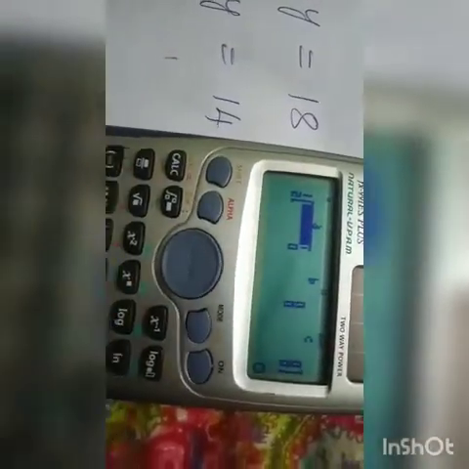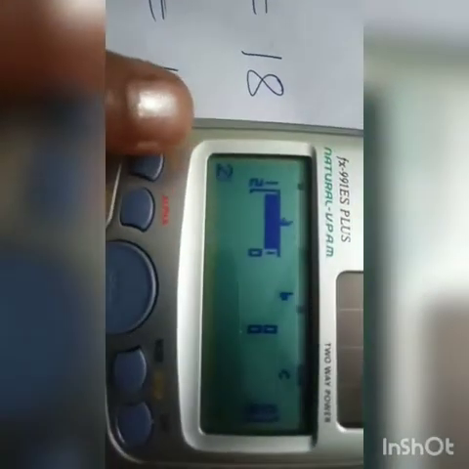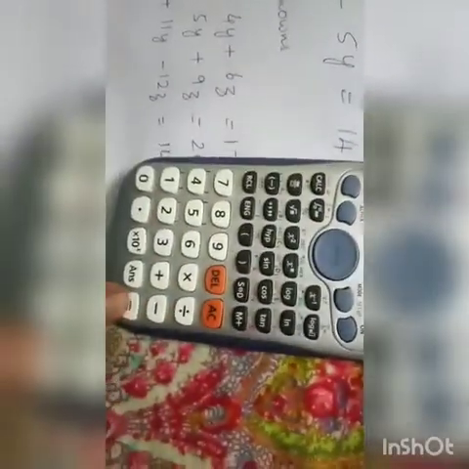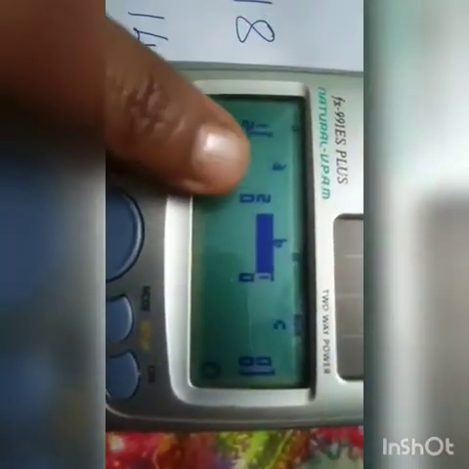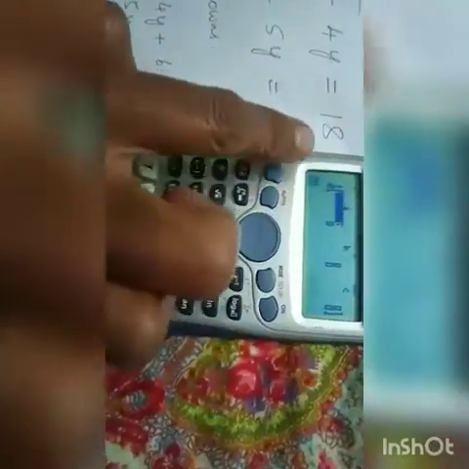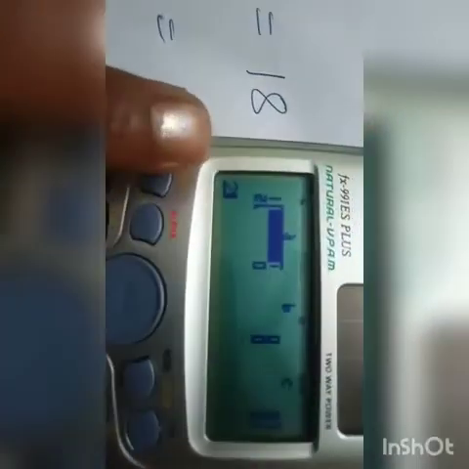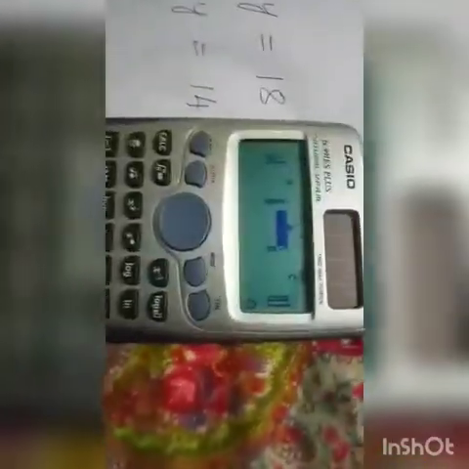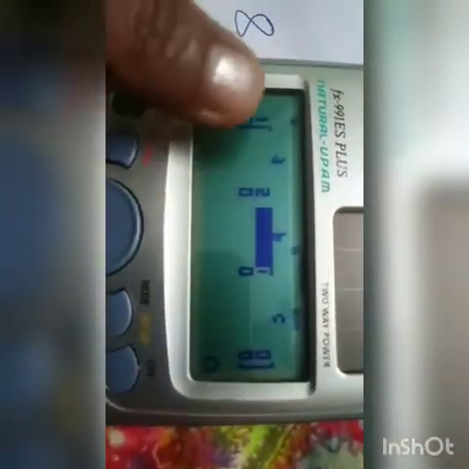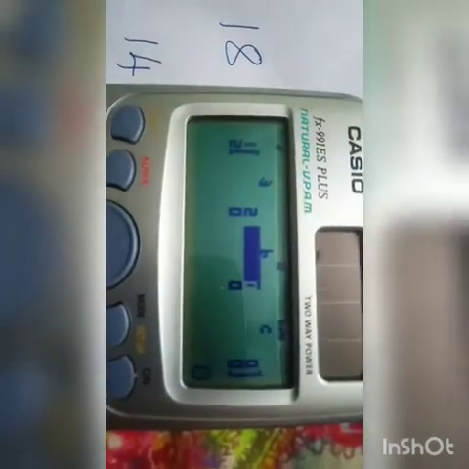First you type 2. You see that it appears on the left corner down. When you press equals, it will be entered there. That is, in the first row, 2 has been entered.